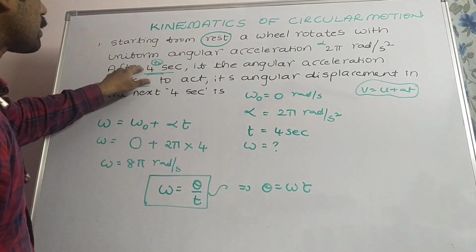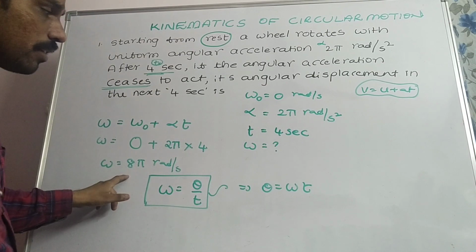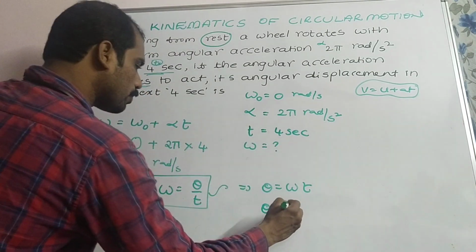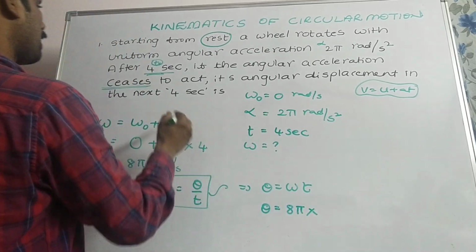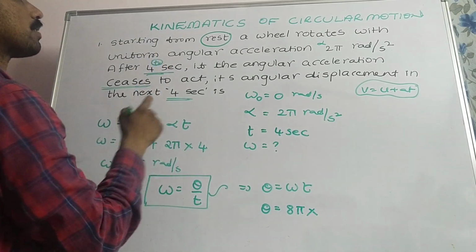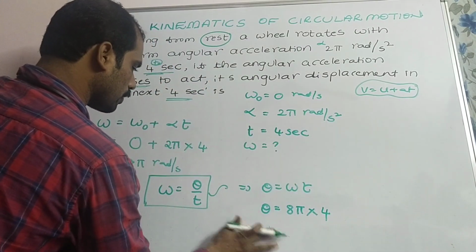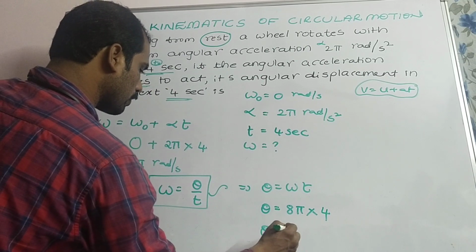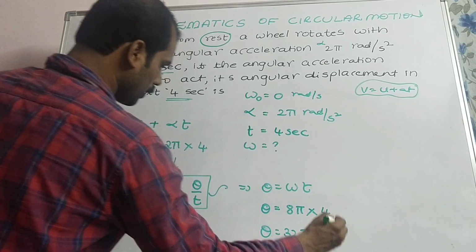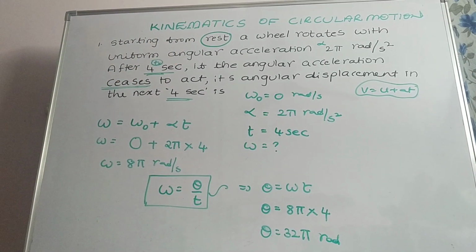After 4 seconds, we have the final angular velocity 8 pi radians per second. By substituting here, theta is equal to 8 pi into the time taken, 4 seconds. Theta is equal to 32 pi radians, which is the answer.